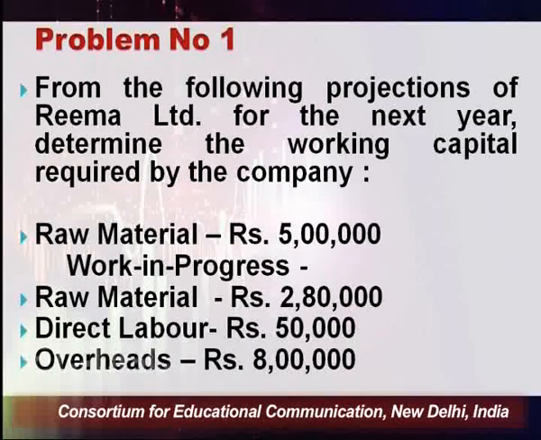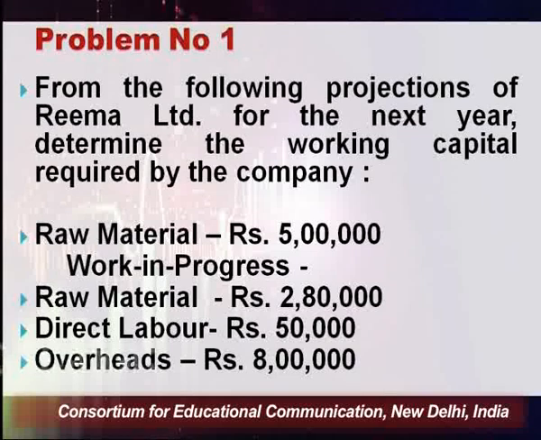The company is reporting that raw material is rupees 5 lakh. The company is further reporting that work in progress constitutes 3 different components: raw material, direct labor and overheads. In raw material, they have an investment of rupees 2,80,000, direct labor involves rupees 50,000 and overheads rupees 8 lakh.